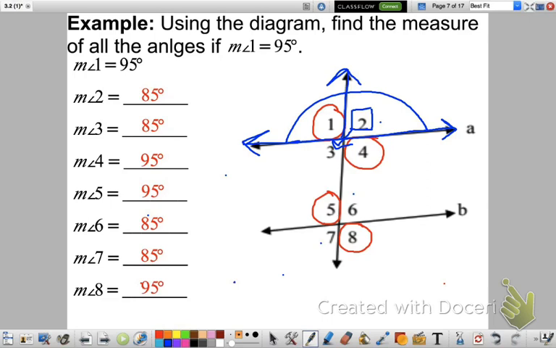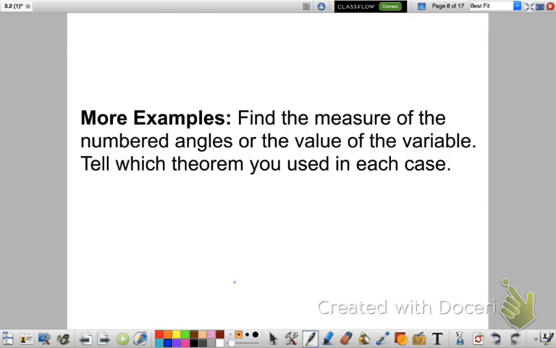Let's look at some more examples. Okay, so for the following examples, I want you to find the measure of the numbered angle or the variable and tell which theorem you used on each problem. Some of these, you can use multiple theorems on every problem. So you might not necessarily be wrong if your neighbor got something else, okay?